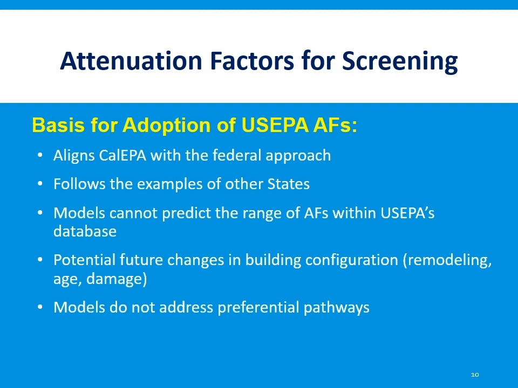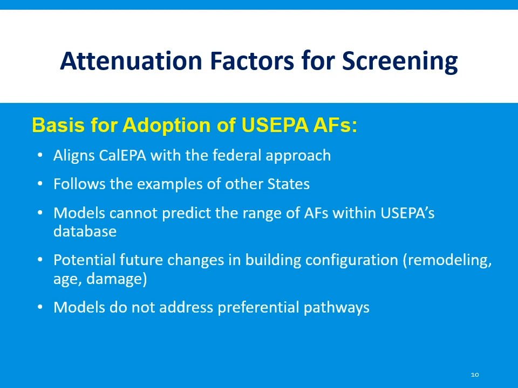What was the basis for this decision? It aligns Cal EPA with the federal approach. Typically, states should not be less conservative than their federal counterparts. It follows the example of other states. Most guidance published since US EPA's attenuation factors were proposed have followed their lead. We are not setting precedent with this decision.